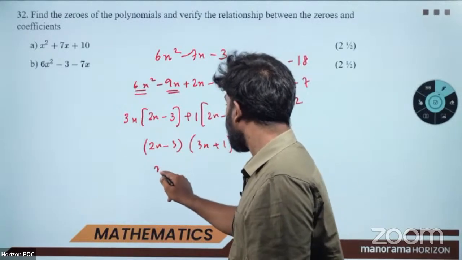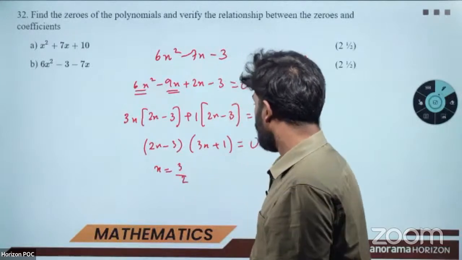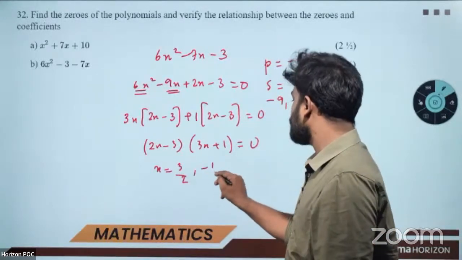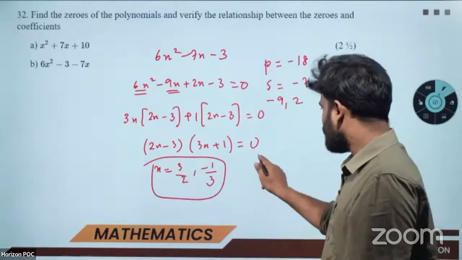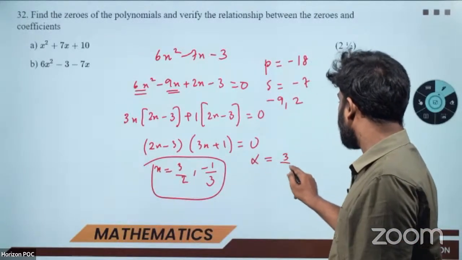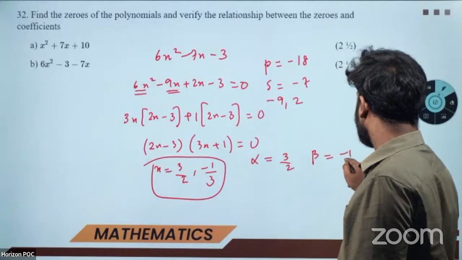From that you can write x is equal to 3 by 2, one value of x. Another value of x is minus 1 by 3. So I have two values of x. What is x? You have to take it as alpha. So alpha is 3 by 2, beta is minus 1 by 3.